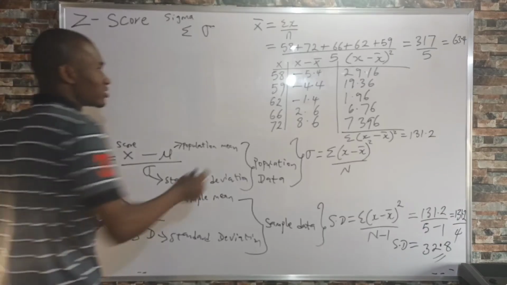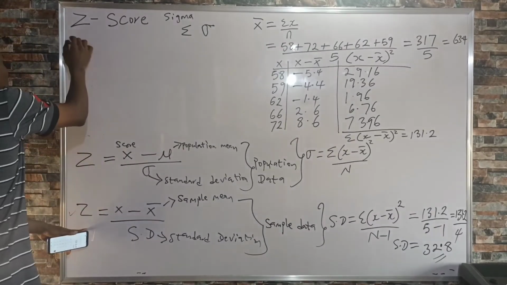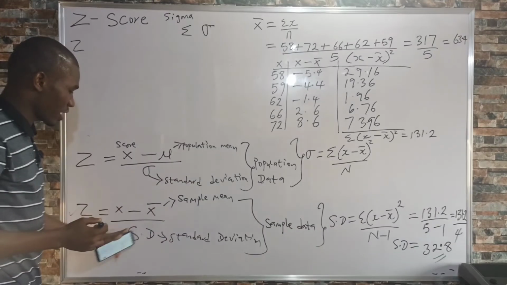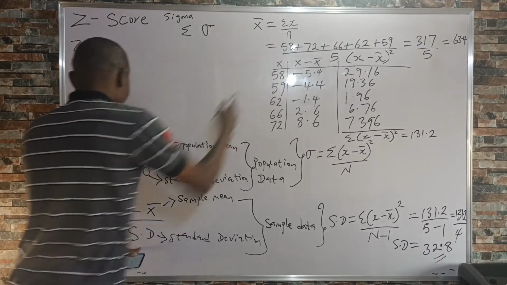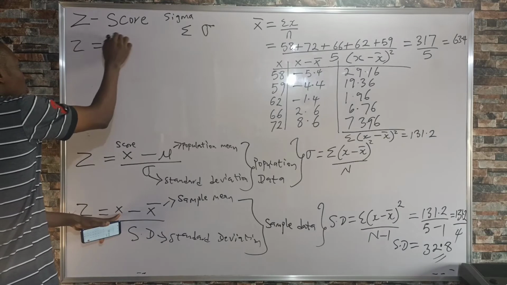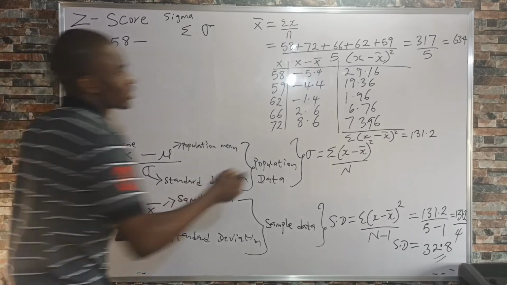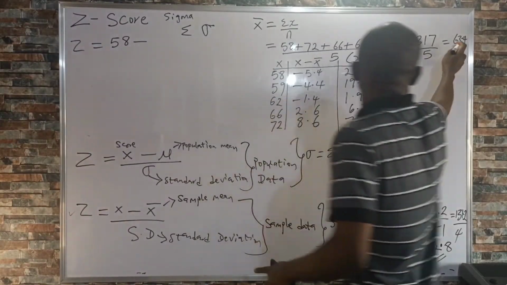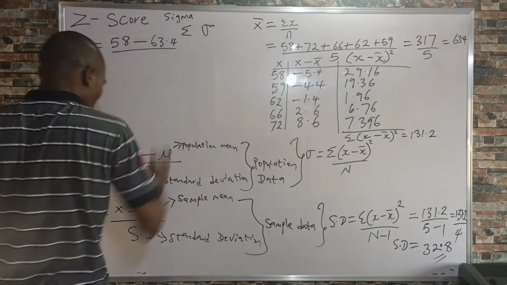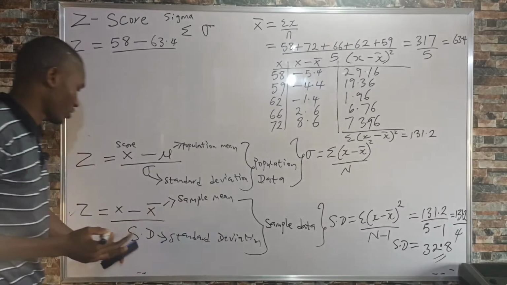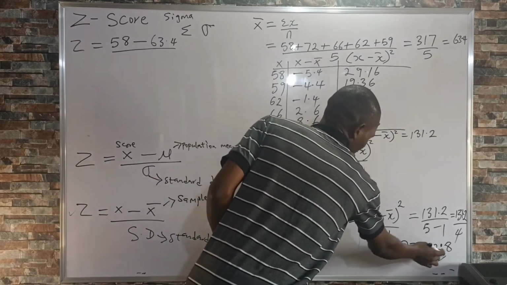Alright, let's go ahead to find the z-scores of these individual scores here. Remember, we are using the second formula still, and that is z equals x minus x-bar, all over our standard deviation. So to compute for this score, which is 58, I will replace x with 58, then minus x-bar, which is our mean, and we calculated the mean as 63.4, and that is all over our standard deviation. And what is our standard deviation? We found it to be 32.8.